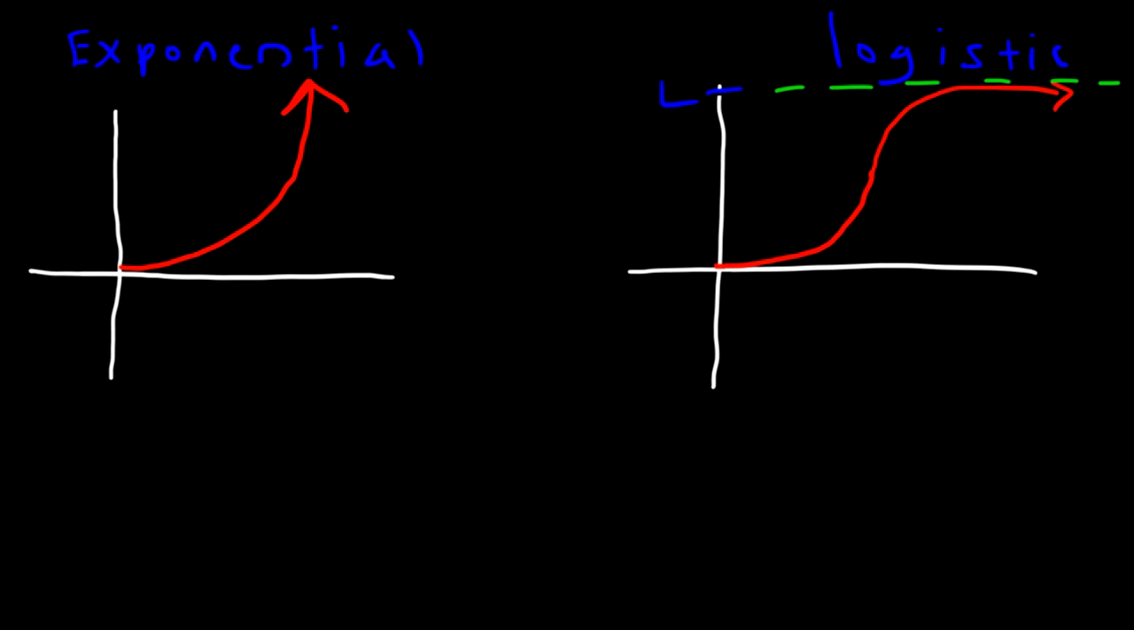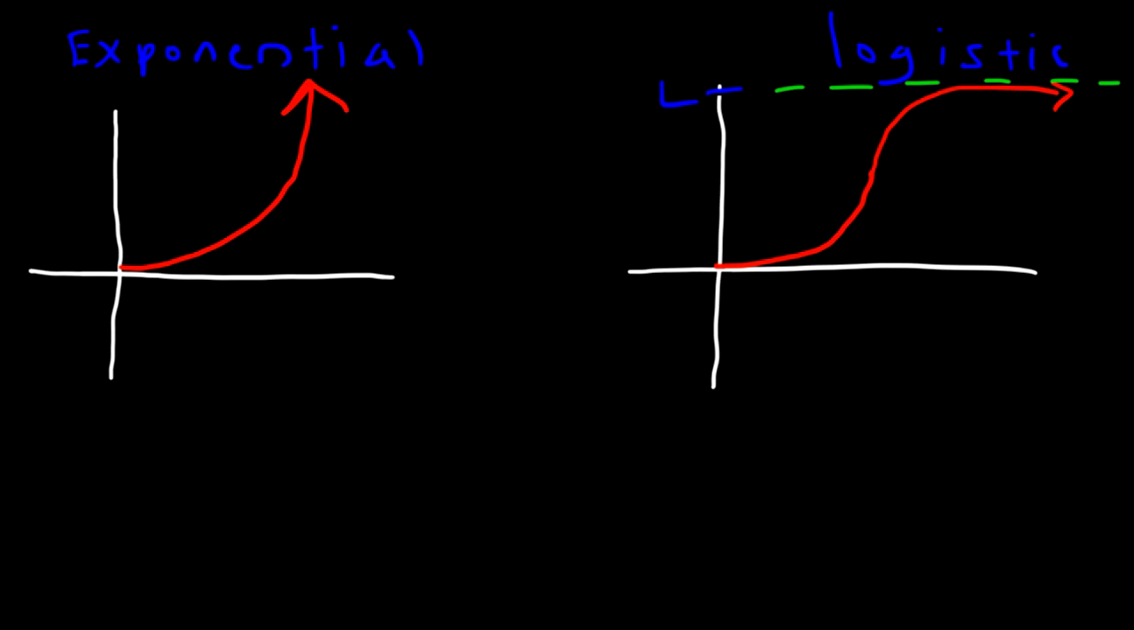So the number of cats on an island won't grow to infinity. It's not possible. Eventually they're going to run out of food and they won't be able to multiply. So in a logistic growth, you have limited growth. That really describes the population of a group of species on the island. So make sure you understand the difference. Exponential growth is unlimited, logistic growth is limited.